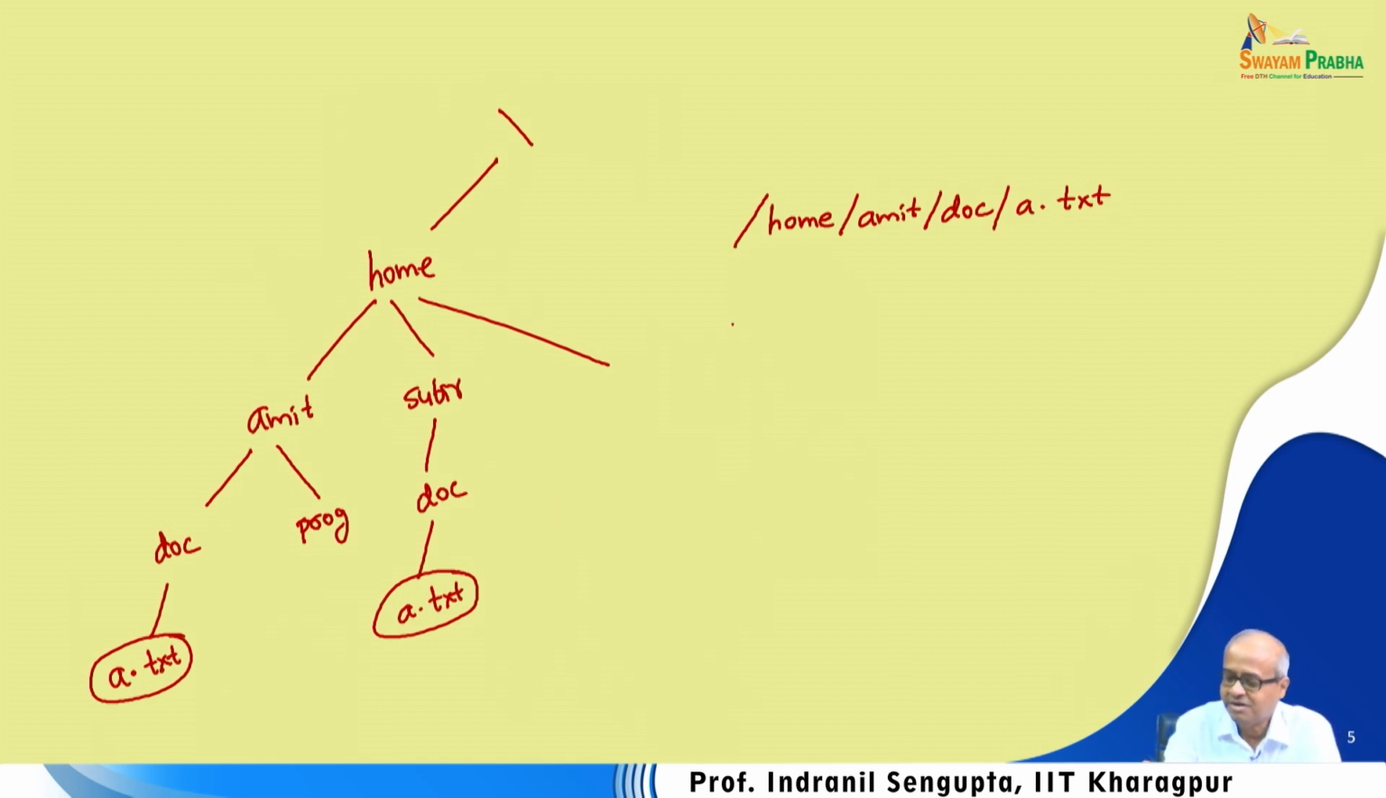Similarly, for the second one the path will be home, Subir, doc, a.txt. So, there is no confusion. If I specify correctly the path name, I am telling the operating system exactly how to locate the file. So, even though the same file name is located in two different places, I am telling clearly which file I want to access. Okay? Fine.